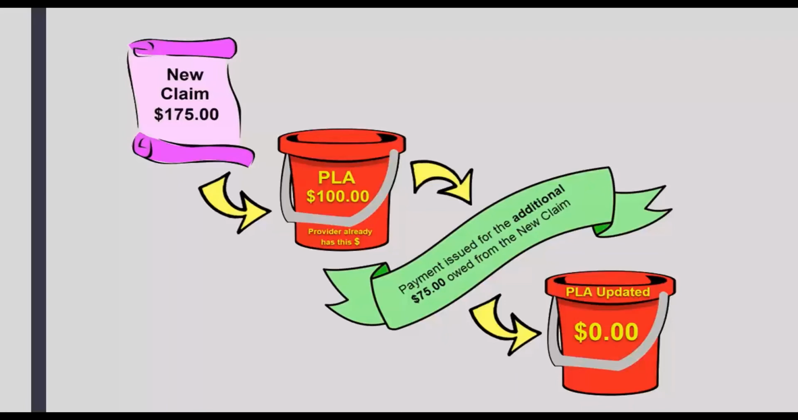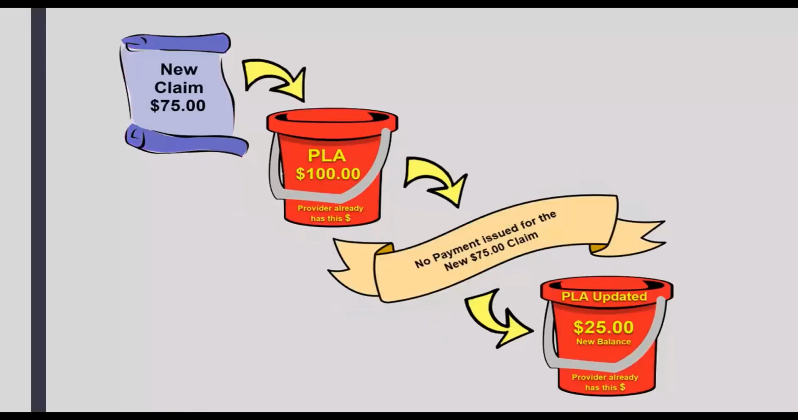So that's kind of how the new claim is less than the old claim. New claim is more than the old claim results in a PLA balance that will actually impact future payments.